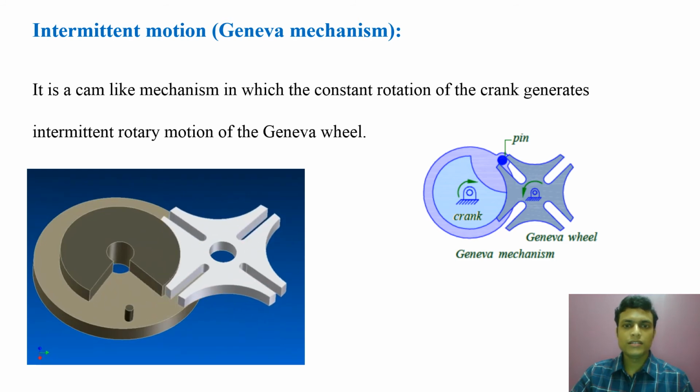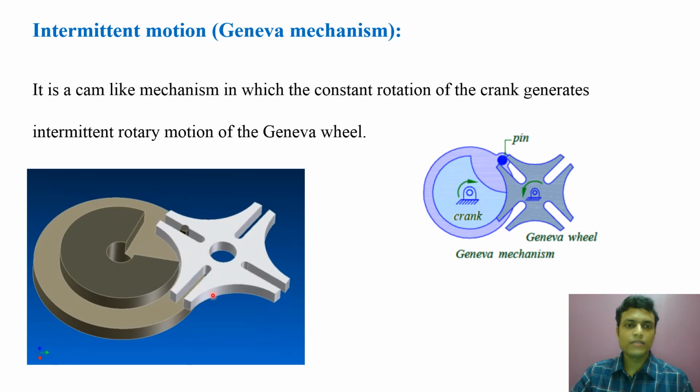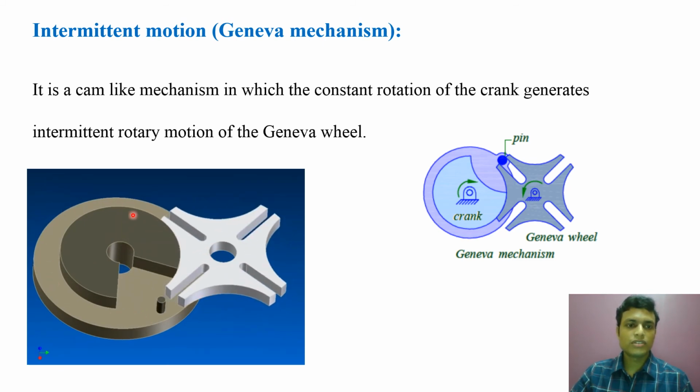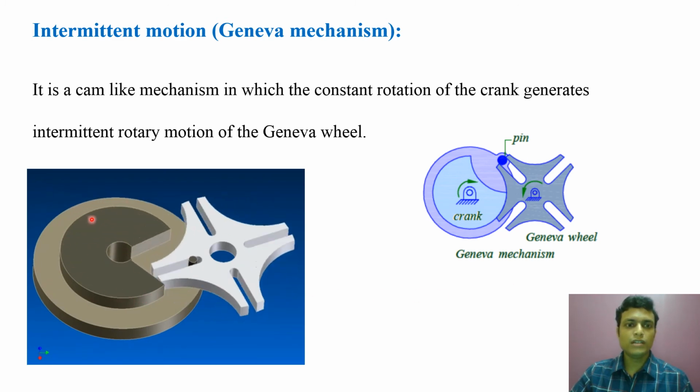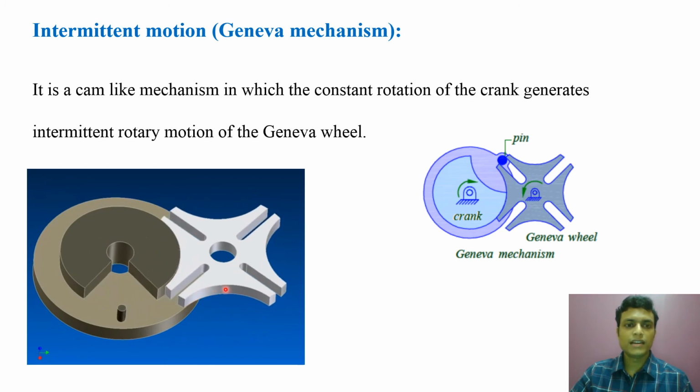So this is a Geneva mechanism. This is the crank, and this is the pin made on the crank, and the white one is the Geneva wheel. So constant rotation of the crank produces an intermittent rotary motion of the Geneva wheel. Constant or uniform rotation of the crank generates an intermittent rotary motion of the Geneva wheel.